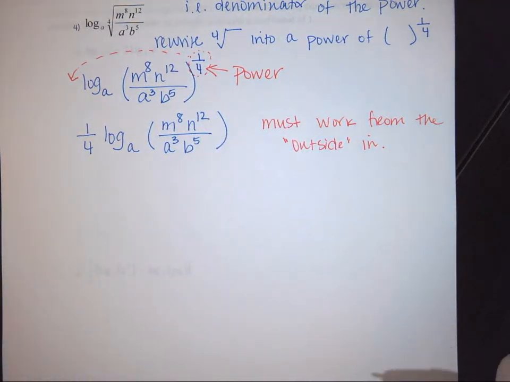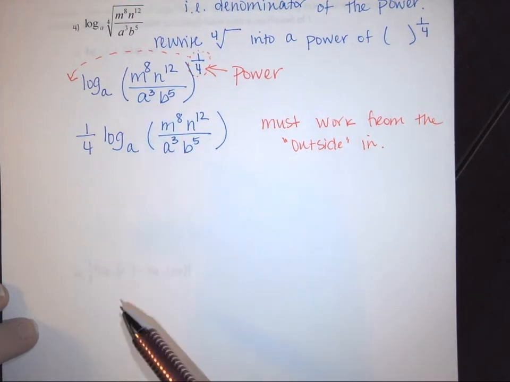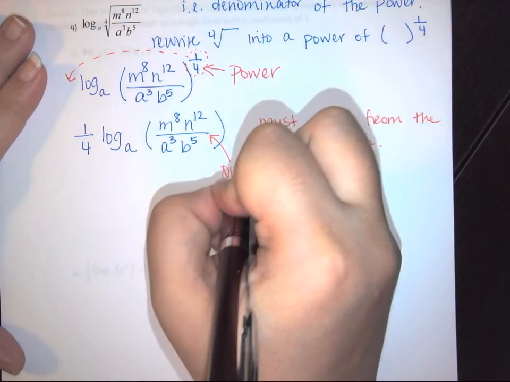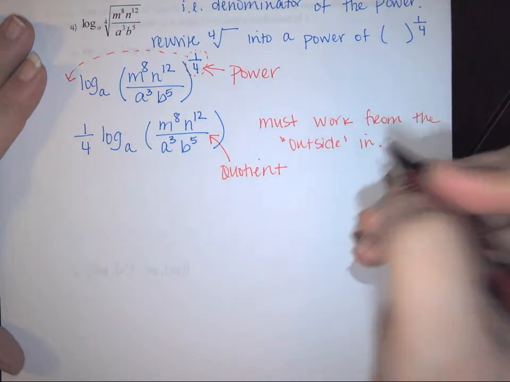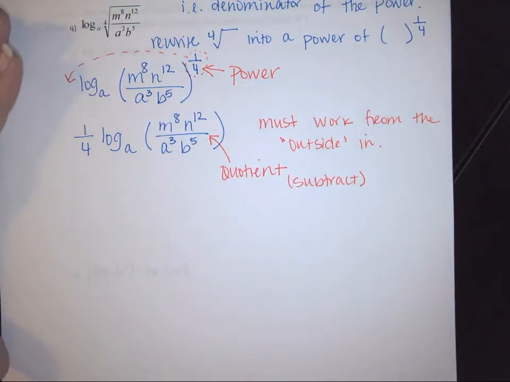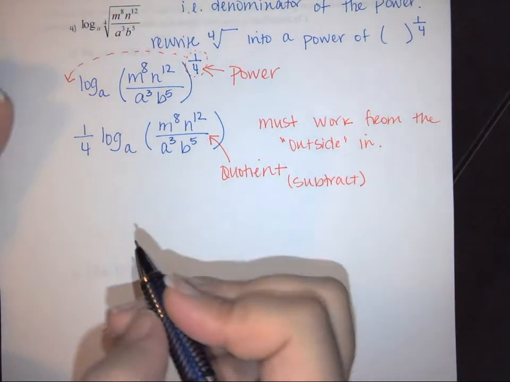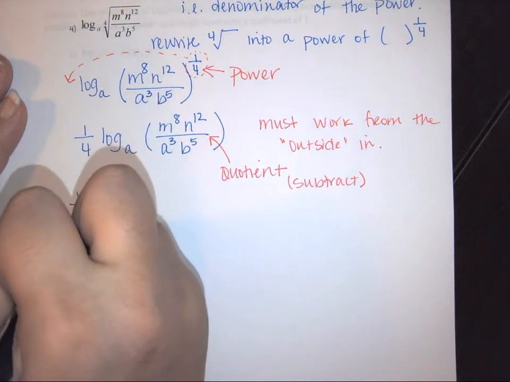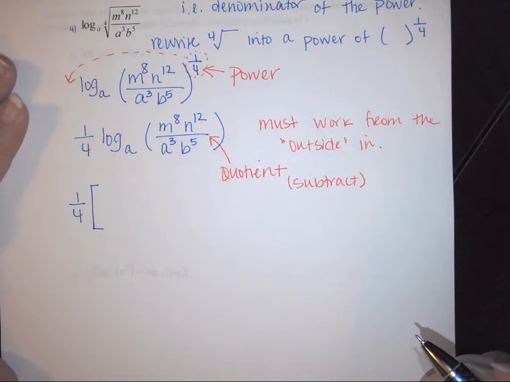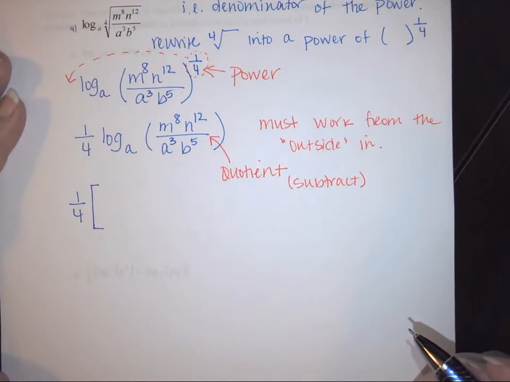So I have to work from the outside in, meaning you need to look at it and ask yourself, okay, what is the biggest rule that is being applied here? Well, I have stuff divided by stuff, which means the first thing I have to use here is the quotient rule. And remember, quotient says that we have to subtract. So this means I have my 1/4 on the outside, and I now need to open a bracket so that I can start working with my material on the inside.